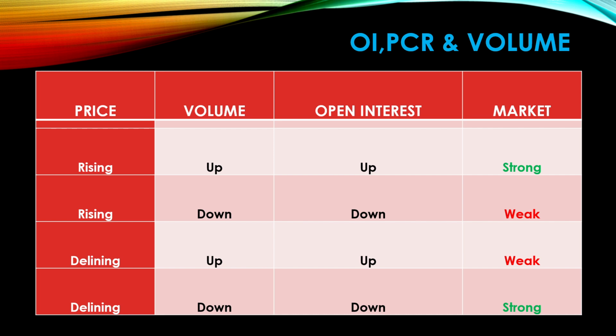Let's take the third one. Price is declining, volume is up. There's a spelling mistake. C is missing there. Read it as declining. Price is declining, but volume is up. Open interest is up, but market is weak. Why? Price is declining. The last one, price is declining, volume is down, open interest is down. So expecting a strong market. Just take this chart as a reference.